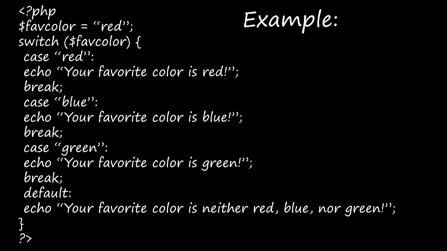Next, case blue, and in that line they have given your favorite color is blue, and that case is also completed, so next, break. Then green they have given in the same way. And default. Default means if our input is not red, blue or green, this will be displayed: echo, your favorite color is neither red, blue nor green. Likewise, the output will be displayed.